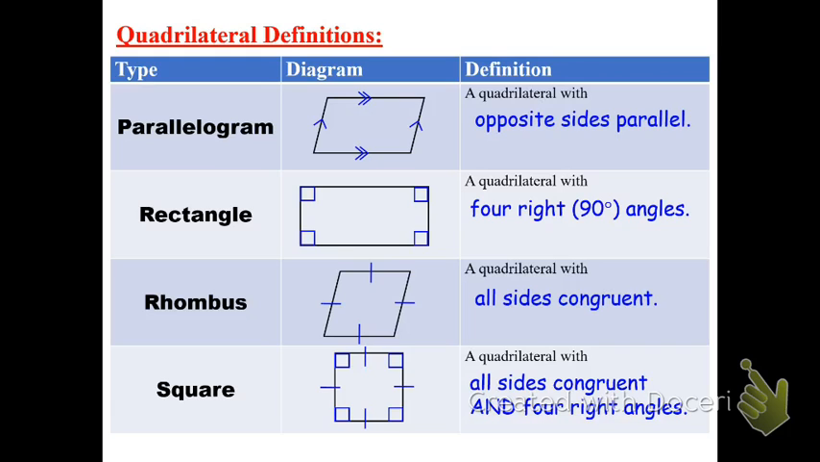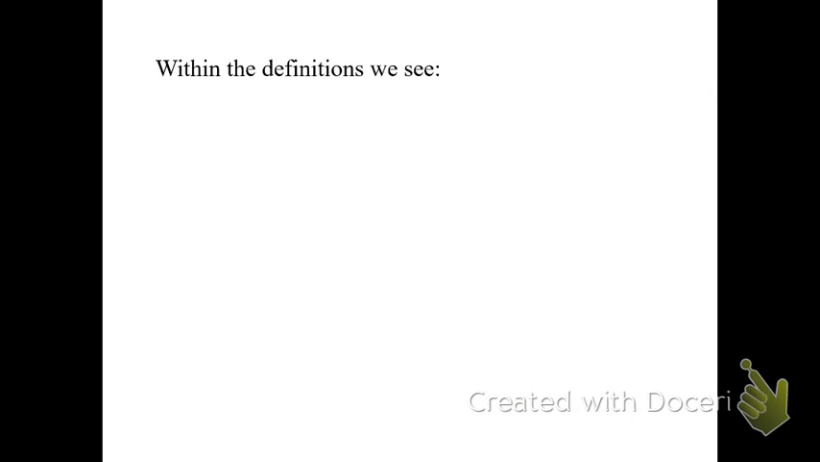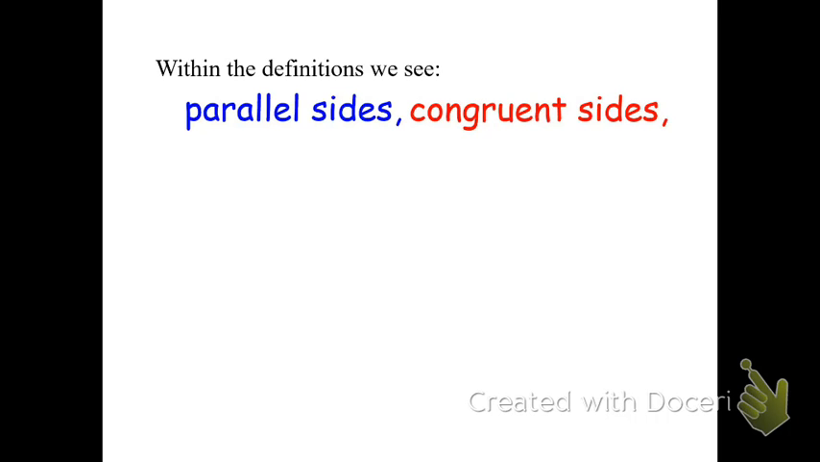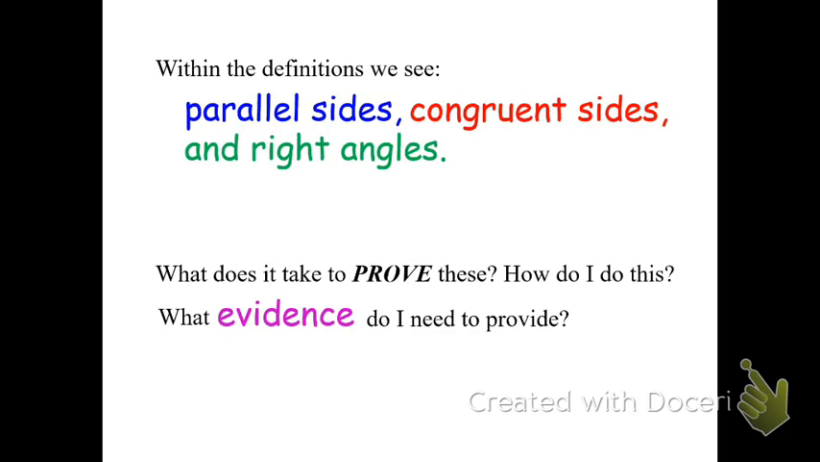Now we're going to be asked to prove that we have a parallelogram, a rectangle, a rhombus, or a square on a graph, and we need to look at what these definitions have. Well, within the definitions, I see that we have parallel sides, congruent sides, and sometimes right angles. So what would it take to actually prove that we have parallel sides? Or to prove that we have congruent sides? Or what would it take to prove that we have a right angle? How do I do this? It gets down to what evidence do I need to prove this? The evidence that I need to be able to show that I have one of these 3 things.